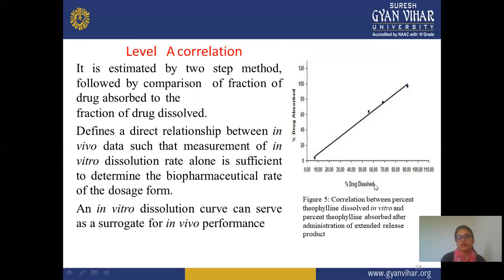And this is a graph for level A correlation, percent drug dissolved versus percent drug absorbed. Hence, it is a two-step based process. You just compare percent drug release versus percent drug absorbed in this level A correlation, and plot the relationship between in vivo and in vitro dissolution study.